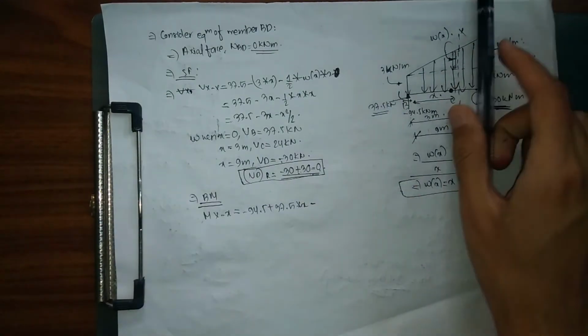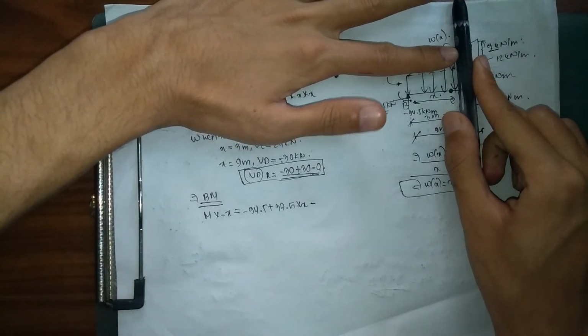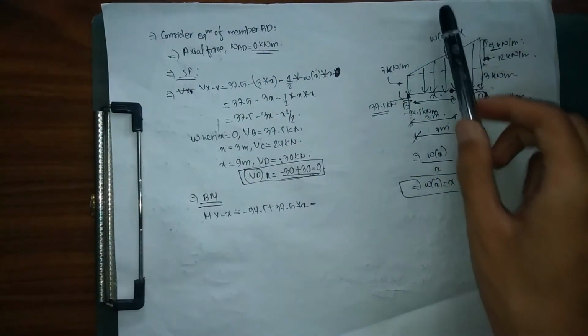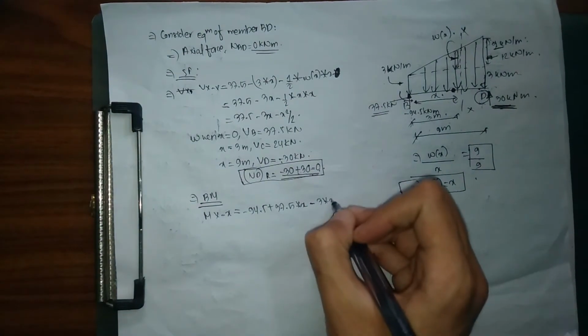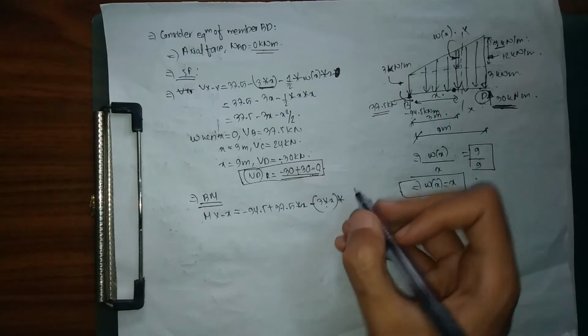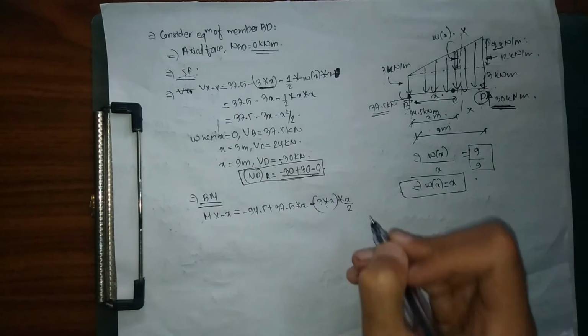Now again for our 3 kilonewton, it is producing anti-clockwise moment. This downward UDL is producing anti-clockwise moment because it is acting downward. So minus 3 into x, the magnitude, simply copied over here, into now it's acting at a distance of x by 2.